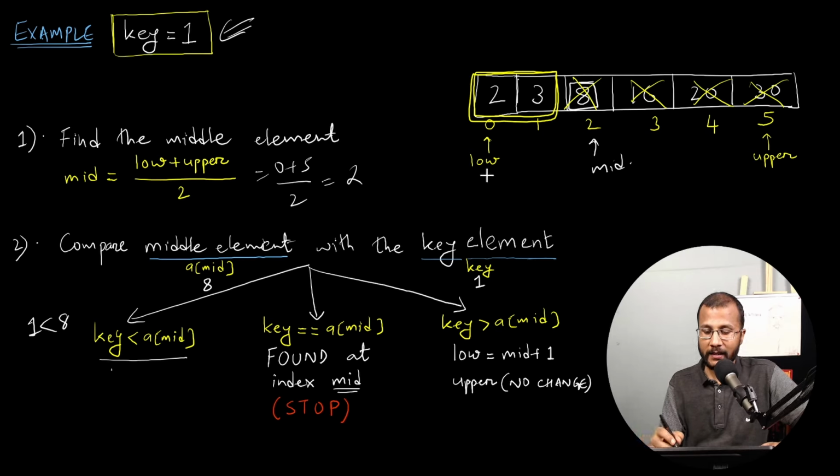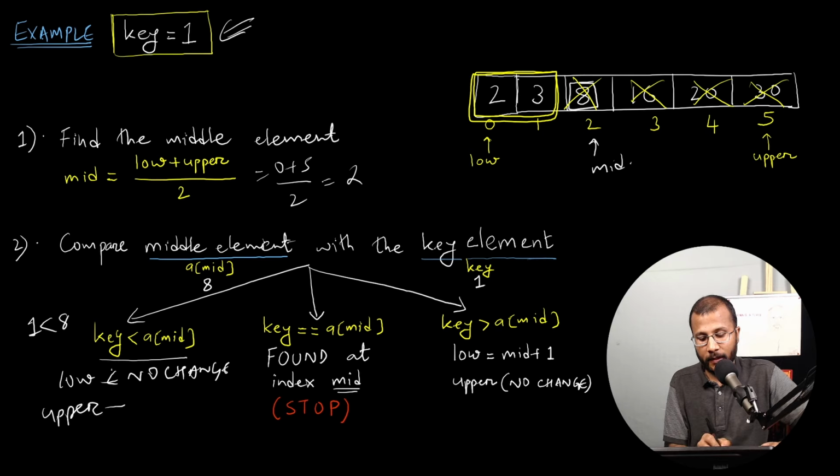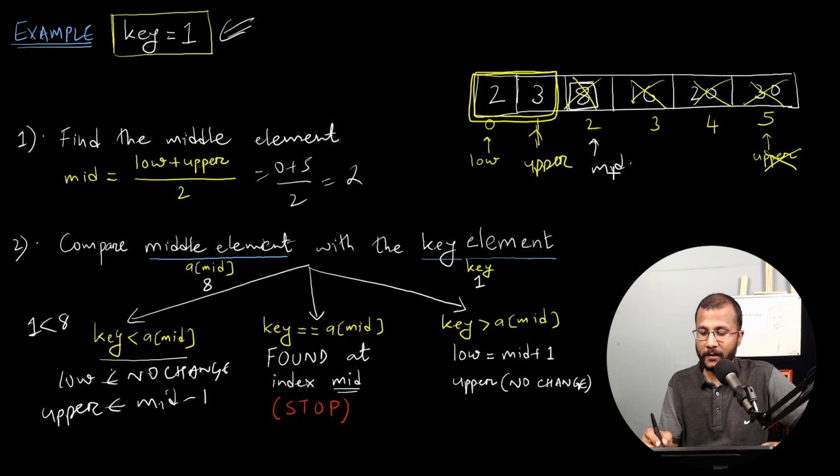In this case, you see the lower index is not changed. It's the same old lower index. There's no change in this, right? But there is a change in the upper index. My upper index is nothing but my previous middle index minus 1. So upper index is mid minus 1. This is my new upper index. This is mid minus 1 because mid was 2. So 2 minus 1 is 1. So this 1 becomes my upper index. Now I am concerned with this particular chunk of my array.